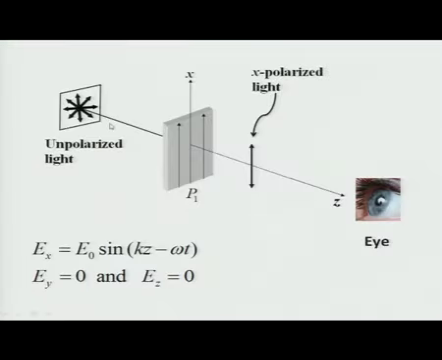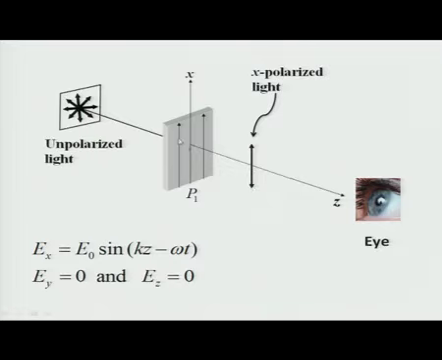Now, the light from a sodium lamp or from an ordinary bulb is unpolarized. That is, the electric field oscillates, changing direction with tremendous rapidity. But if you pass it through a plastic-like material, which is known as a Polaroid, the electric field that comes out of the Polaroid is along one direction.